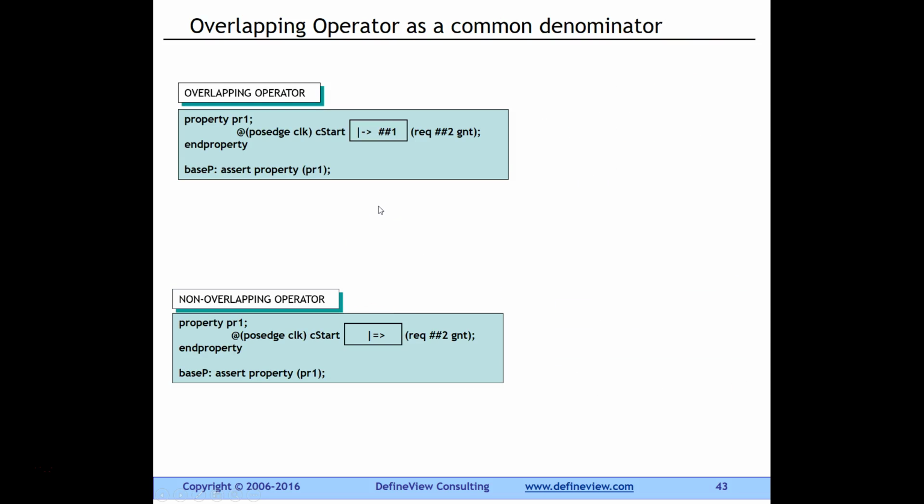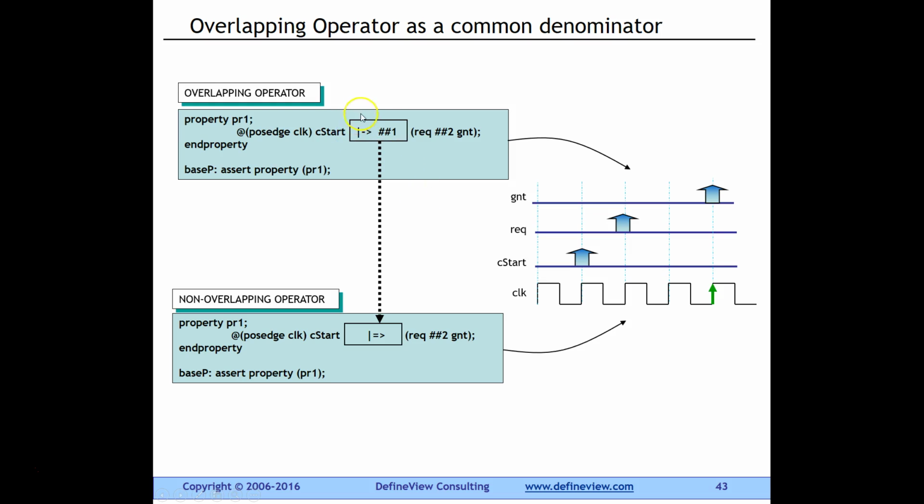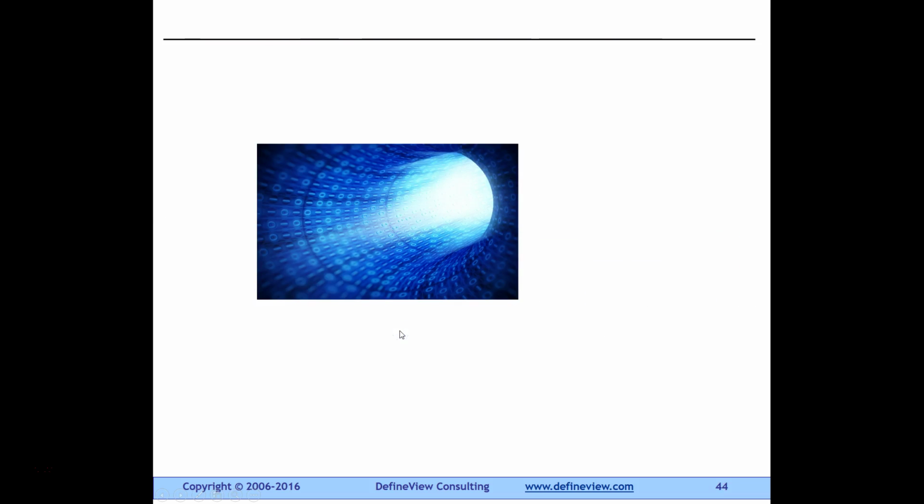Let me show you a very simple use. Now, overlapping means start the consequent at the same clock edge. But if you put pound 1, that means start at the same clock edge, but wait for 1 clock before you start executing the consequent, which is the same as the non-overlapping operator. And I'm pointing this out, which I'll explain in just a second. So the point is here, if you use this, it is the same as the non-overlapping operator.